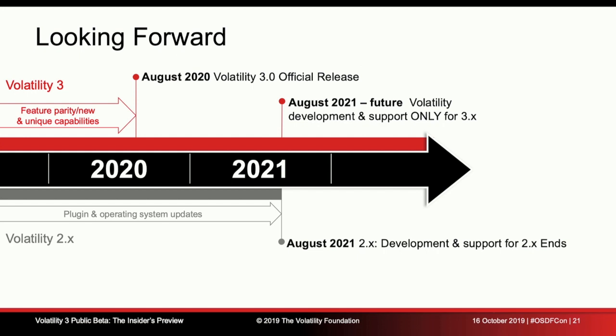As far as Volatility 2, we will maintain development and updates the same way we have through August 2021, so that's about 2 years from now. At that point, the core team will no longer develop or work on Volatility 2, and everything will be Volatility 3, with all the features and all of our research going into it. So you can plan your Volatility usage around this chart.